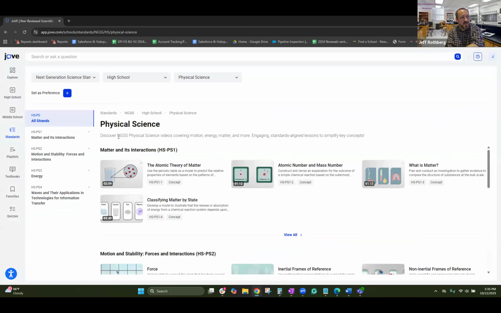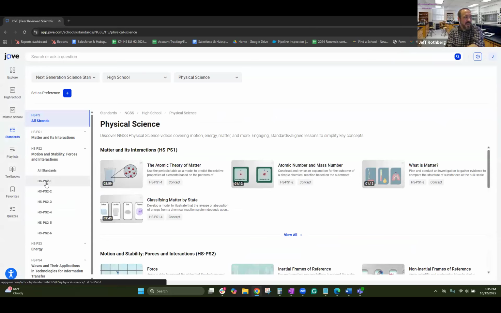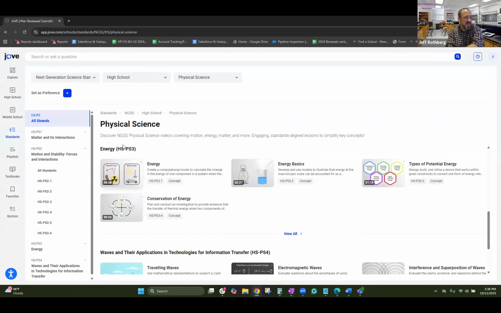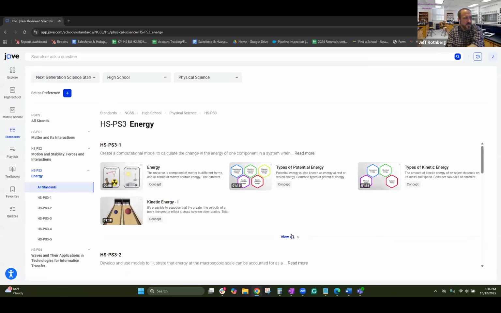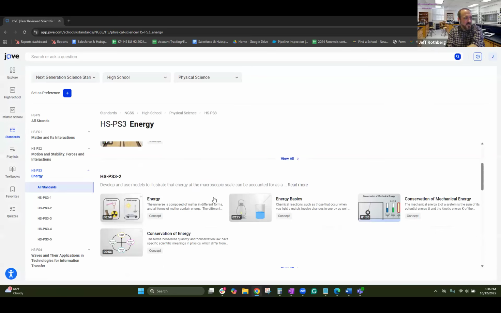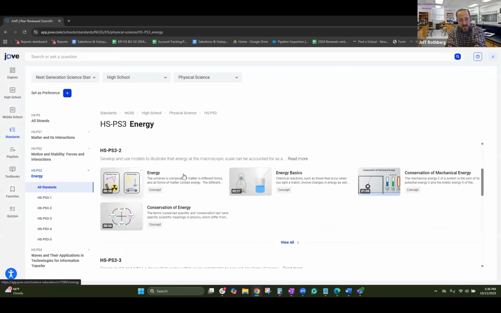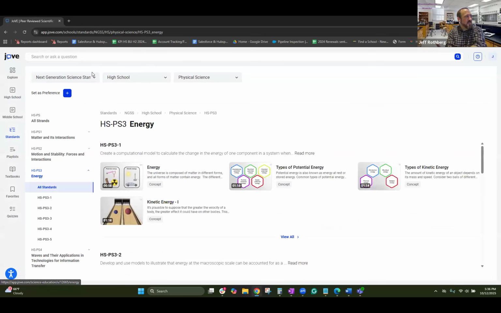It gives you a description of what the standard is, and we've got a breakdown of the nav bar and everything, to the point where if I wanted to look up a specific standard, if I know that this is the one standard I want, this energy standard, this is every single video JoVE has produced so far specific to these particular standards, and it's down to the individual strand as well. Very easy to find. And then of course you can change everything up here as well, if you would like to. I will go back to explore.